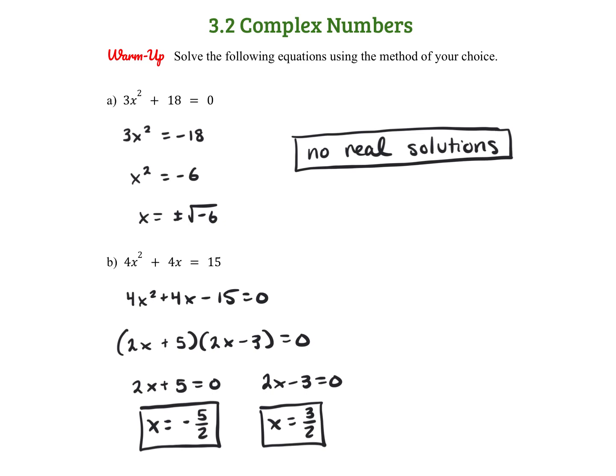Alright, go ahead and check here. So in this first one I used the square root method, but I ended up with the plus or minus square root of a negative number, which we know means that there are no real solutions. And then for part B, I chose to set this equation equal to 0 and factor. So here are my factors giving me these two solutions.